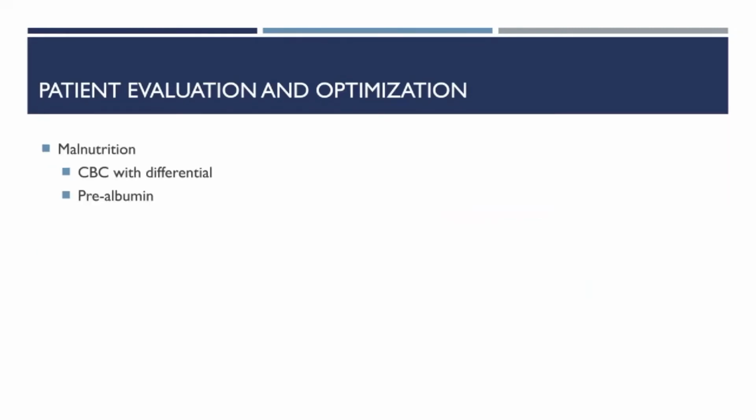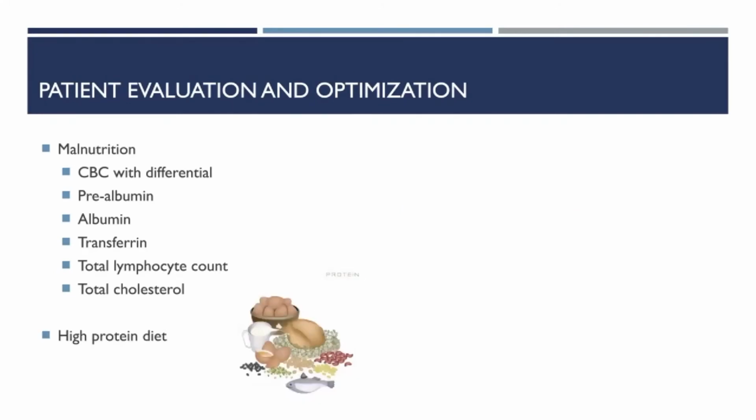Malnutrition, battery of tests to evaluate that. High protein diet is essential. Bone transport is a very metabolically active process. It's essential to have a high protein diet to form new bone.